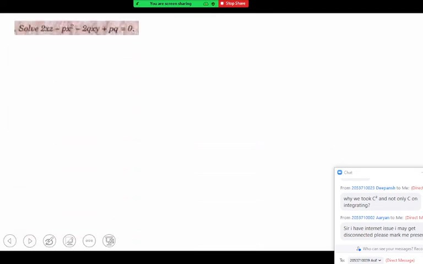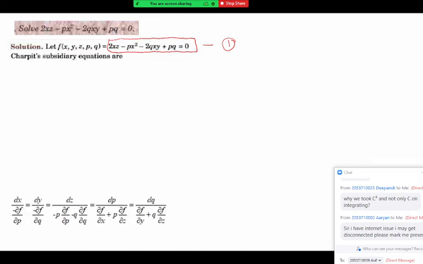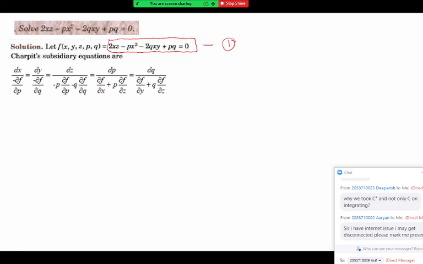Come to another question here. Now the question is 2xz minus px square minus 2qxy plus pq is equal to 0. If you write it in the f form, so f of xyz equal to 0 form, this is equation 1. For this question number 2, this is our equation number 1. Clear? Any doubt? This is the first equation f we will write. Then what is our subsidiary equation? This is the subsidiary equation that we have.